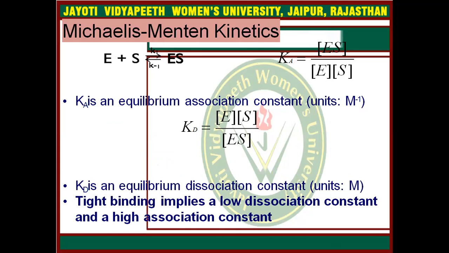Ka is an equilibrium association constant. The unit is millimolar, and Kd is equal to E times S divided by ES. Kd is an equilibrium dissociation constant, and tight binding implies a low dissociation constant and a high association constant.